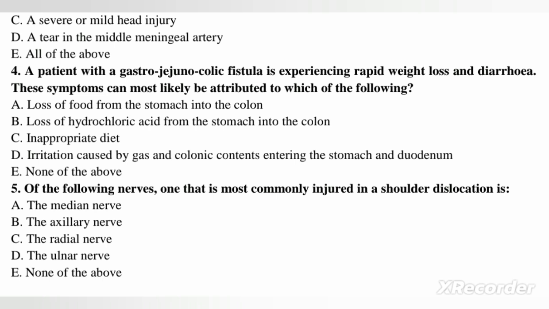shoulder dislocation, particularly an anterior dislocation, which is the most common type of shoulder dislocation. This nerve runs just beneath the shoulder joint and can be stretched or compressed when the humeral head moves. An axillary nerve injury, it is important to know, will result in weakness of the deltoid muscle and a decreased sensation in the shoulder region, precisely the lateral deltoid area.